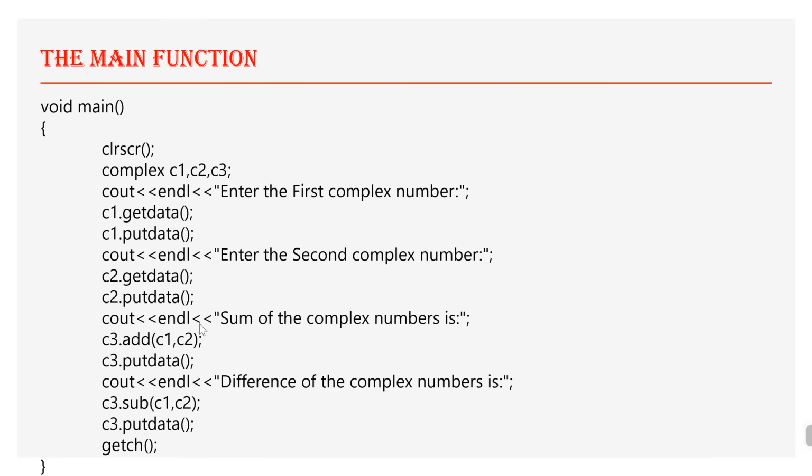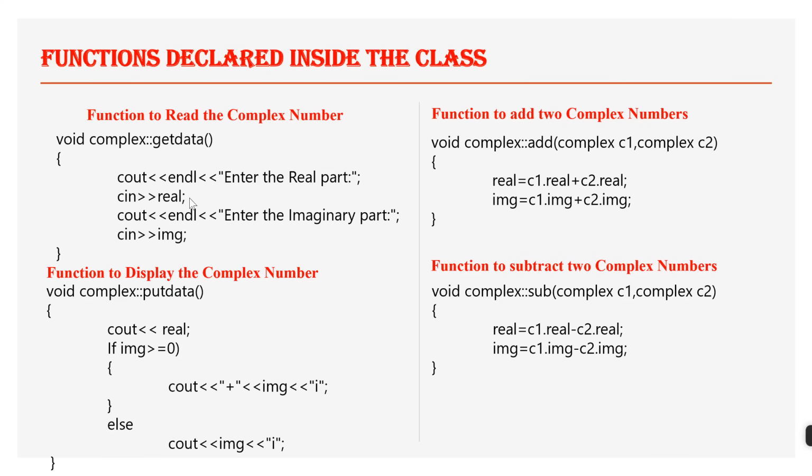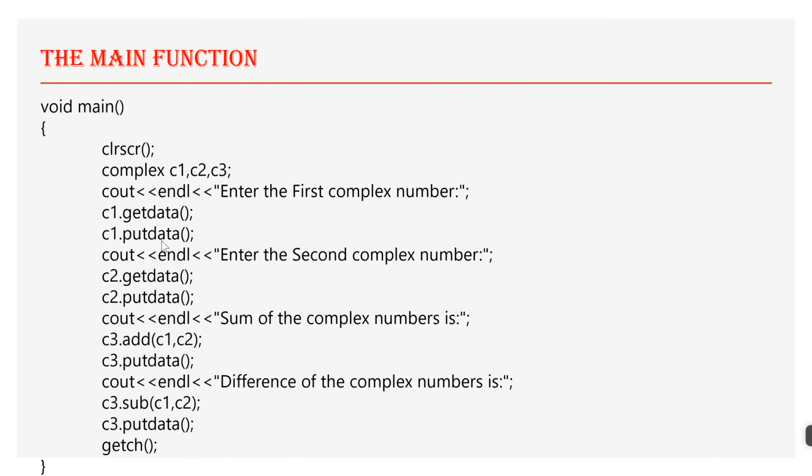Now I am reading the second complex number, that is C2. C2 dot get data. Let us say 4 as the real number and 2 as the imaginary number. So 6 was the real number in the previous case and 4 the imaginary number, but coming to the second object C2, 4 is the real number and 2 is the imaginary number. So C1 is read, C2 is read, and both of the complex numbers are displayed.